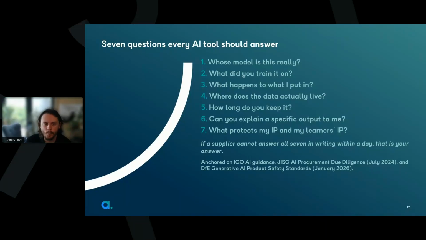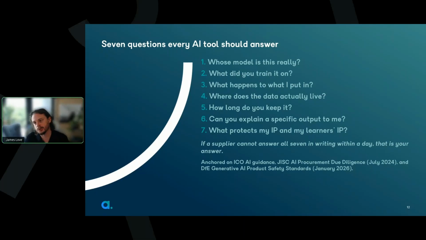Question 3, what happens to what I put in? Do you keep it? Do you train on it? Do you share it? Do you sell it? This is the most consequential question by some distance. 3 Samsung engineers leaked confidential code into ChatGPT inside 20 days in 2023. You've probably heard about this. They weren't malicious. They were trying to get their work done. The tool processed what they typed exactly as designed. The data was simply no longer Samsung's once it was typed in.